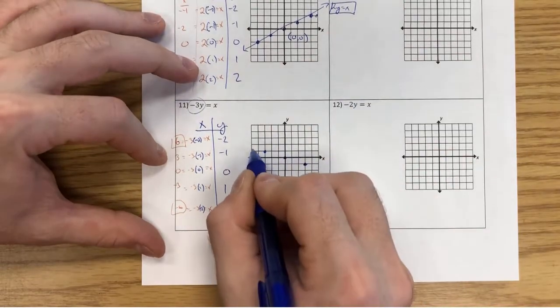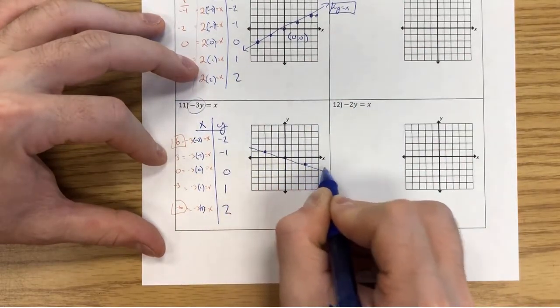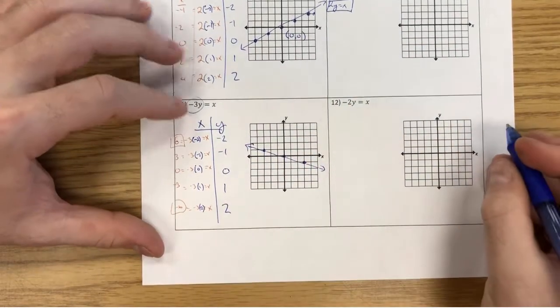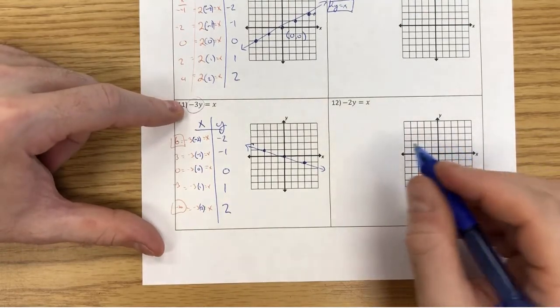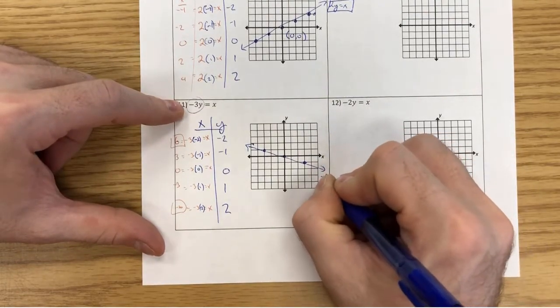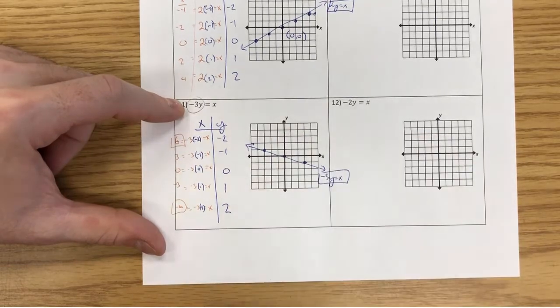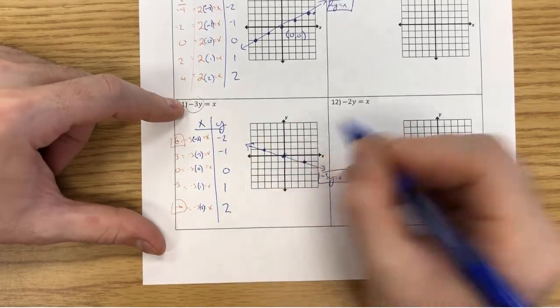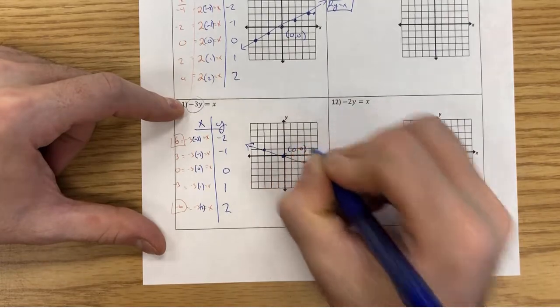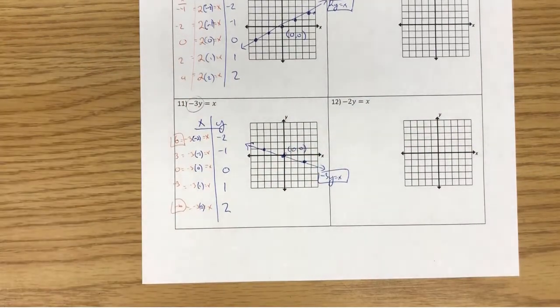And so I create a horizontal-ish line. Remember, it is a diagonal line. So -3y is equal to x. I got it labeled. I'm going to label the center point, which is 0, 0. There we go.